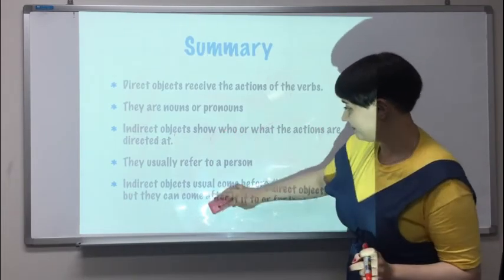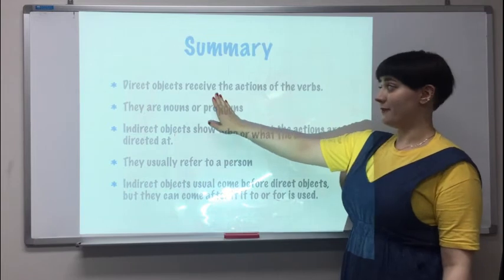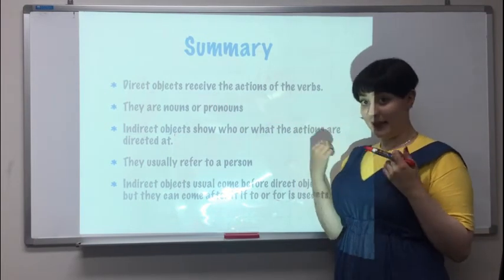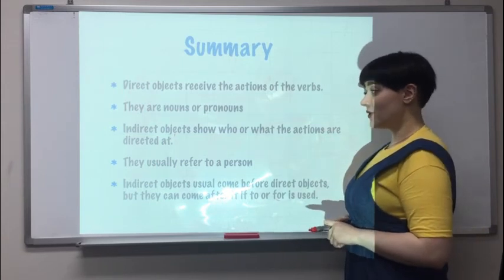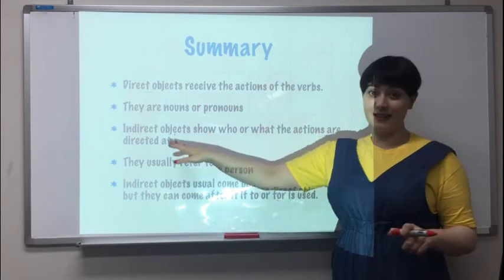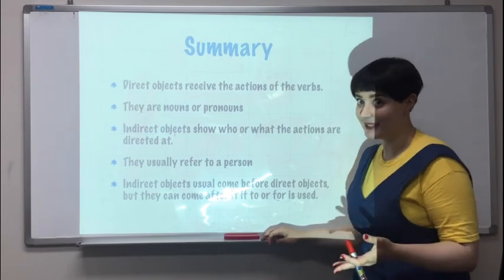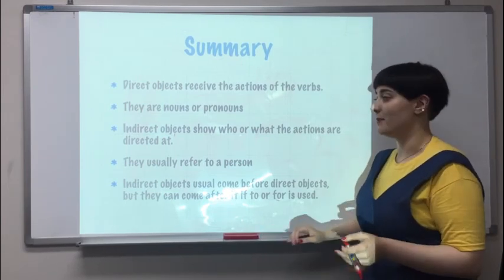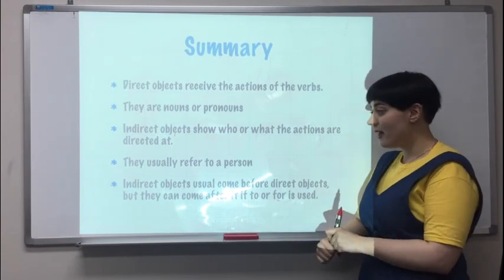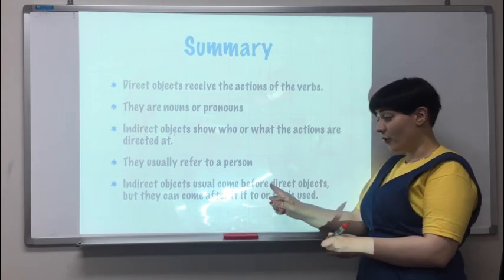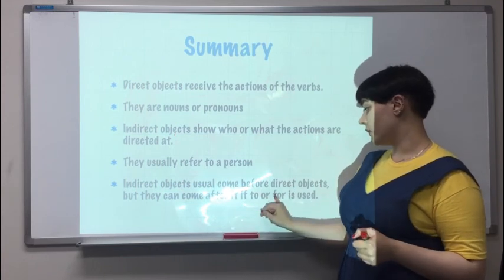So we're already at the summary of today's lesson. Direct objects receive the actions of the verb, such as we bake a cake. They're nouns or pronouns. Indirect objects show who or what the actions are directed at. As you remember, Jimmy kicked the ball to his teammate. He didn't kick his teammate, so his teammate was the indirect object. They usually refer to a person, such as his teammate. Indirect objects usually come before direct objects, but they can come after them if we use for or to.